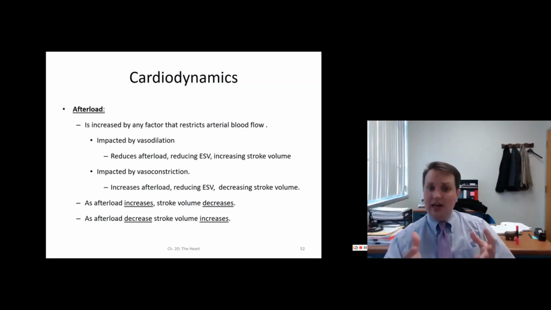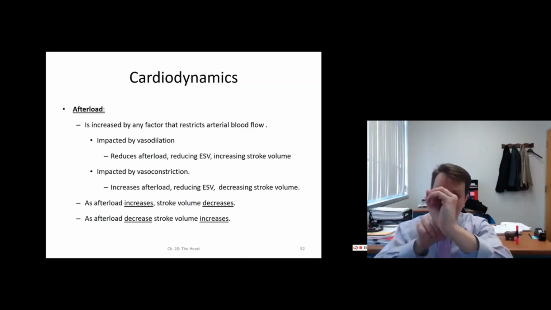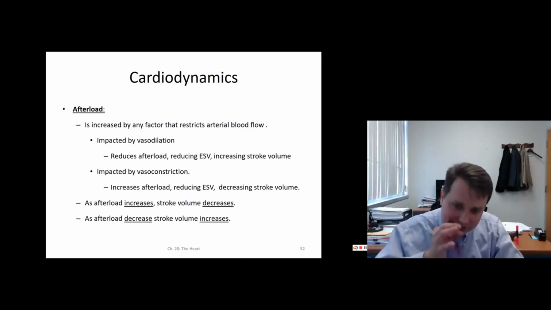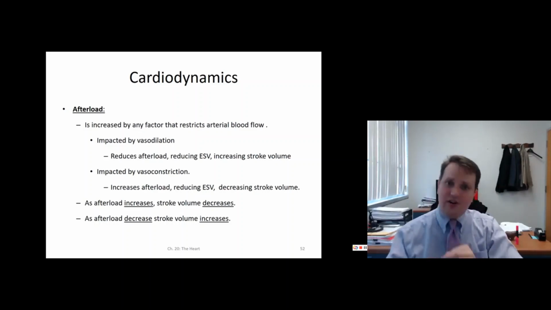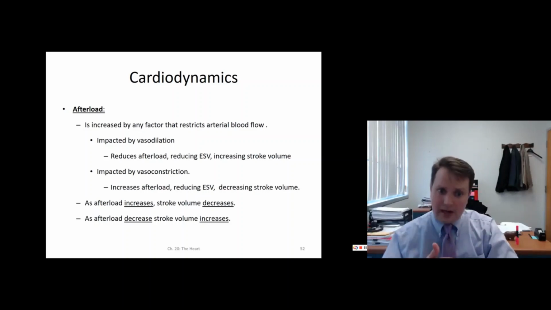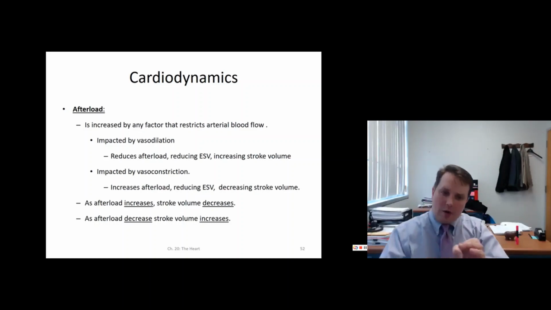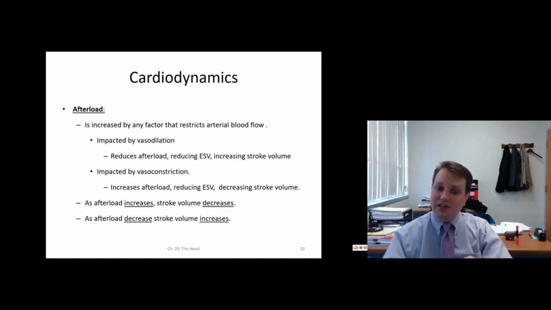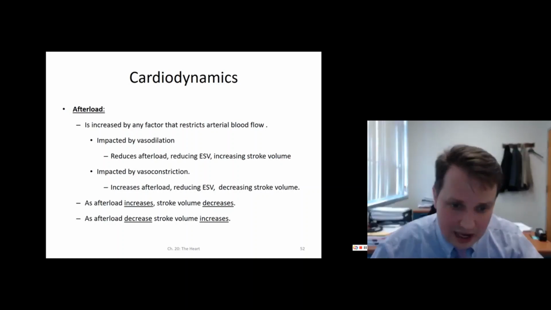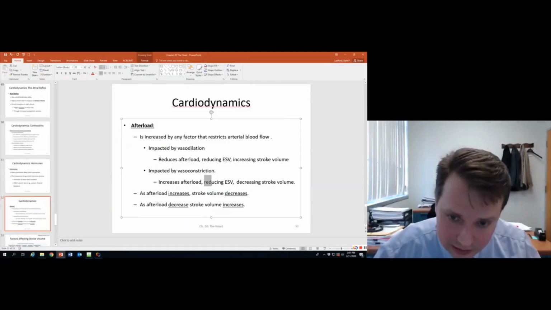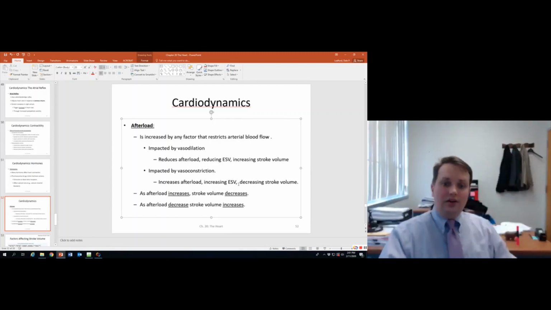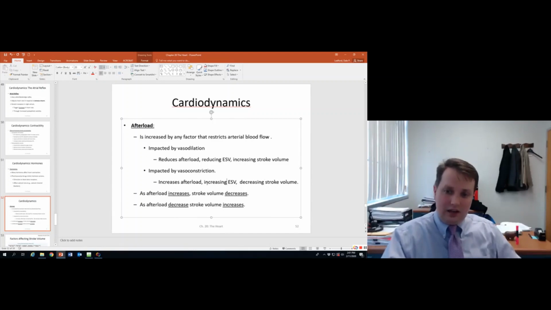But if you vasoconstrict, it's going to be harder to get blood. Think about trying to drink from a very skinny straw versus a larger straw. Very easy. So a very skinny straw is going to be hard to move blood through, like a blood vessel that's being constricted. And it's going to increase the afterload, which means your ESV is increased.